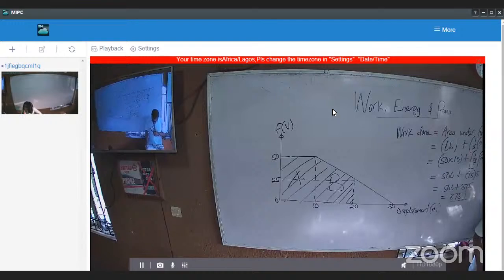Option B, television. Option C, solar cell. Option D, light emitting diode. That's LED in brackets.